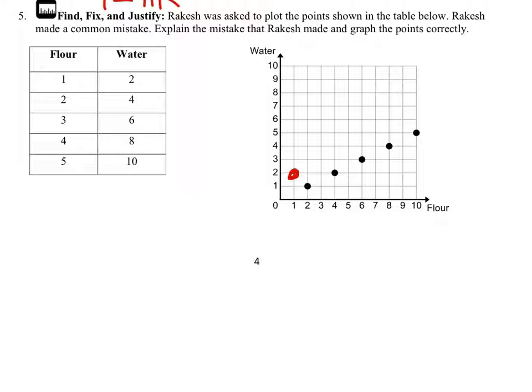Yeah, that's what it is. And we could put these points on there too. Don't forget about 3, 6. Yeah, very good. Then 0, 0. And then 4, 8, and then 5 and 10.